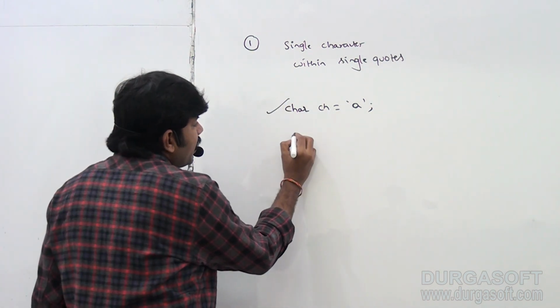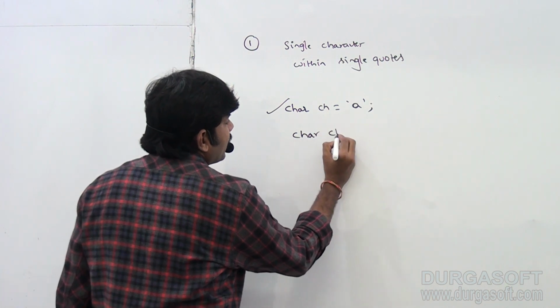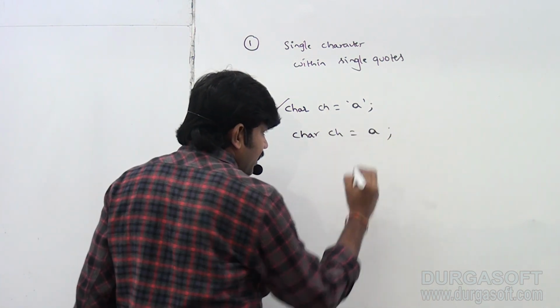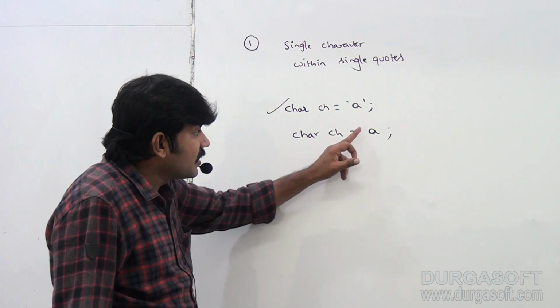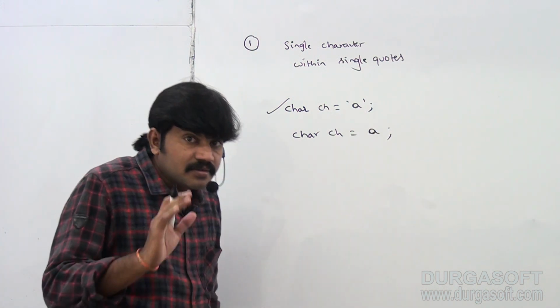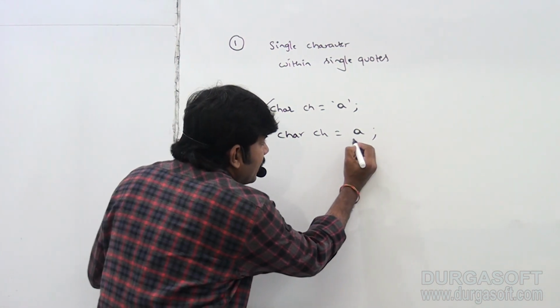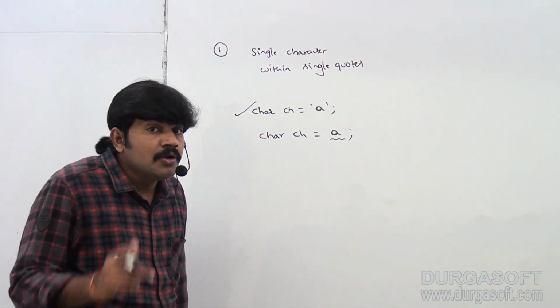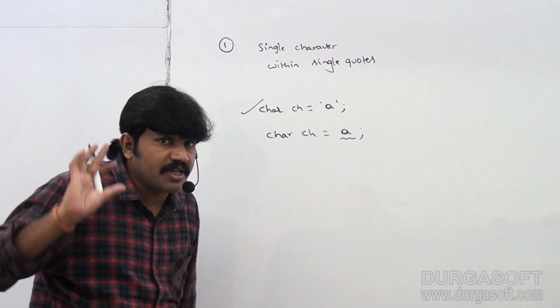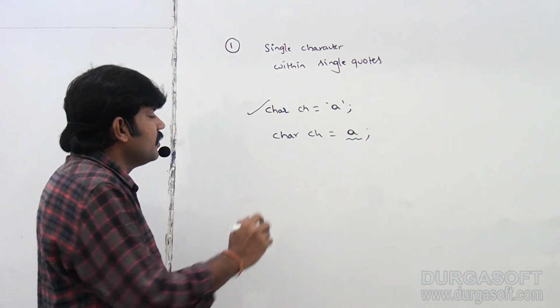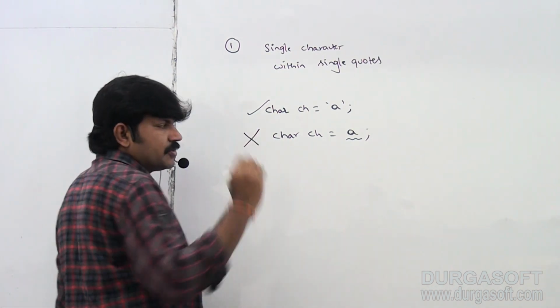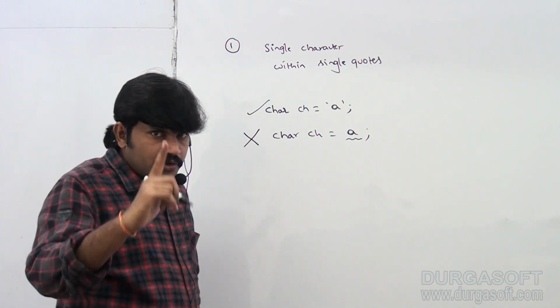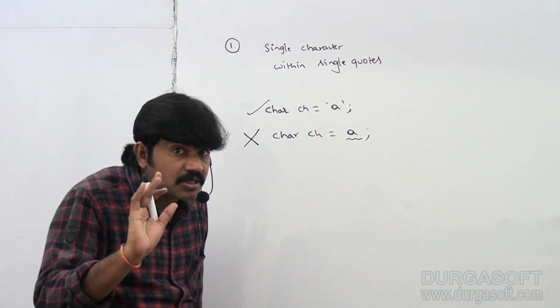Now by mistake, if I take char ch is equal to a, sir, without single quotes, then it is treated as a variable. There is no such variable. Immediately you are going to get a compile time error. Just observe that. So it is invalid. So a single character within single quotes is required.